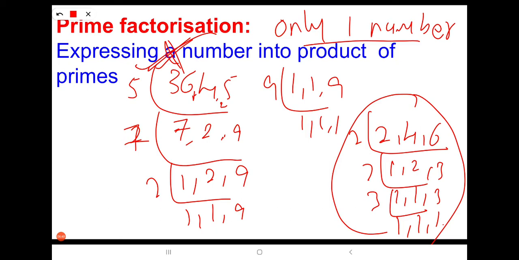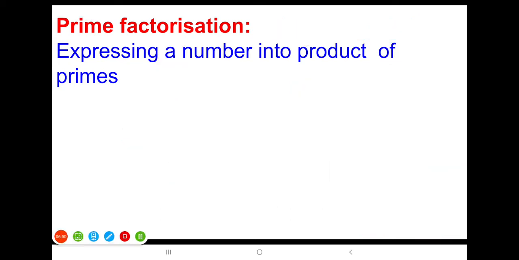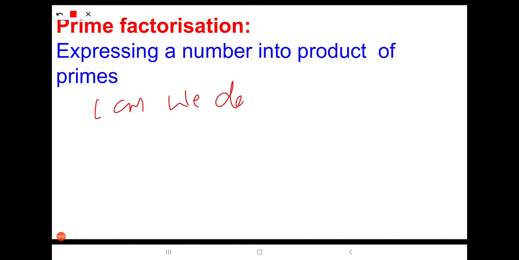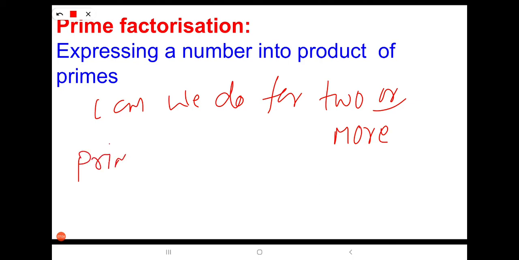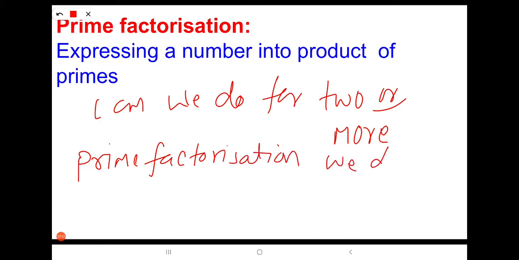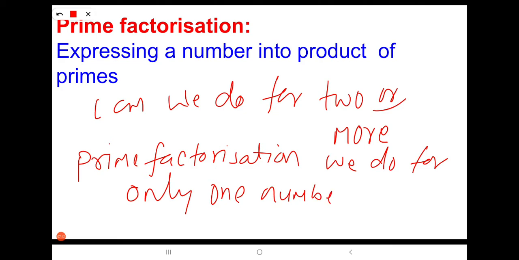I will write once again. LCM we do for two or more numbers, and prime factorization we do for only one number. I hope you understand.